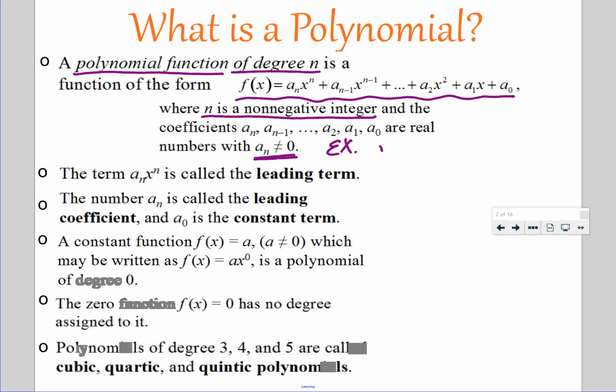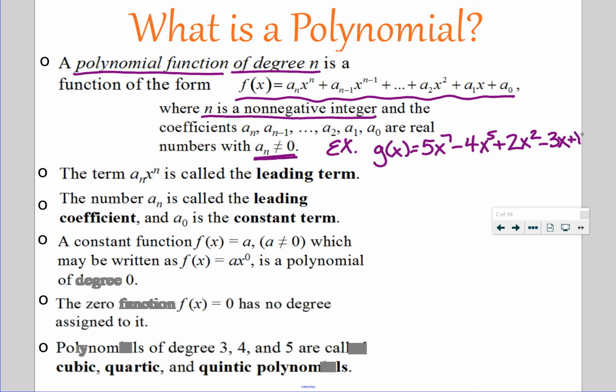It would look something like this. G of x equals 5x to the 7th minus 4x to the 5th plus 2x squared minus 3x plus 1. So this is an example of a polynomial with its terms in descending order. Again, those are my exponents arranged highest to lowest, kind of like what we were doing with our quadratics. We always put the highest power first.